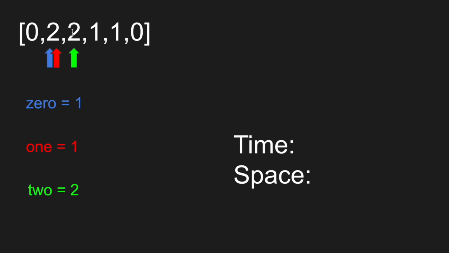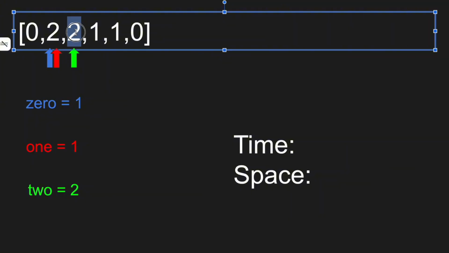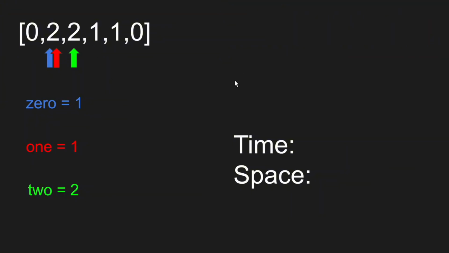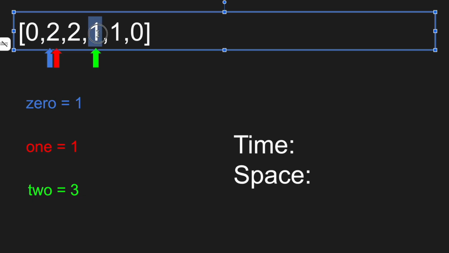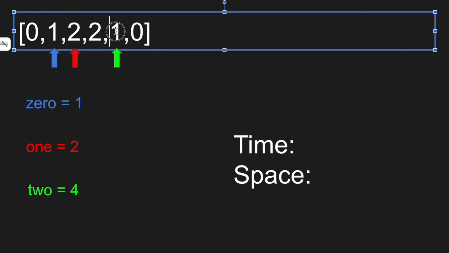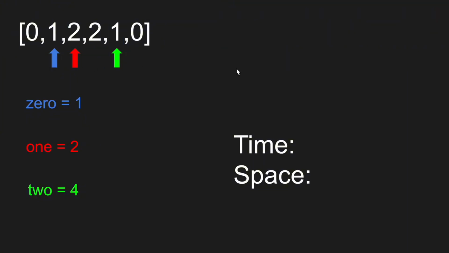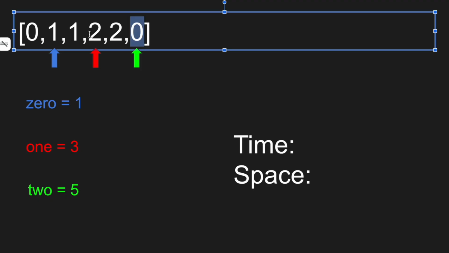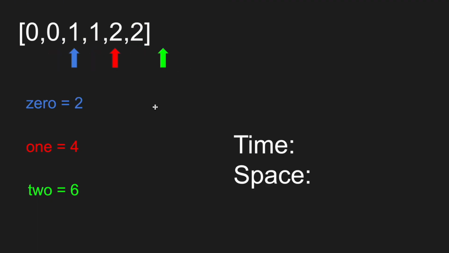And now the value is 2, so we will set this to 2, which it already is, and only increment the green. Now the value is 1, so we will set red to 1, green to 2, and increment red and green. Now the value is 1 again, so set this to 1, set green to 2, and increment red and green. And finally, this is 0, so we will set this to 2, set red to 1, set blue to 0, and increment all 3. Now that we have come to the end, this will be the modified array.